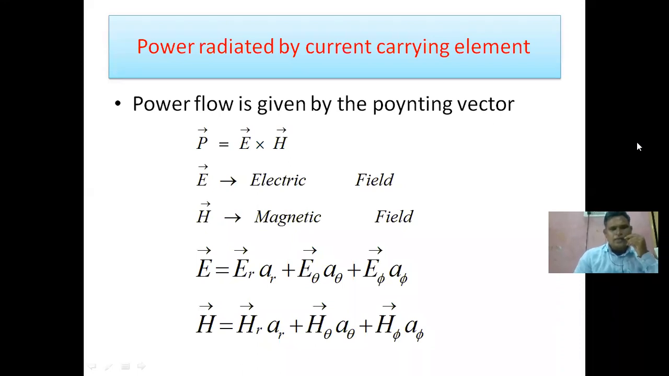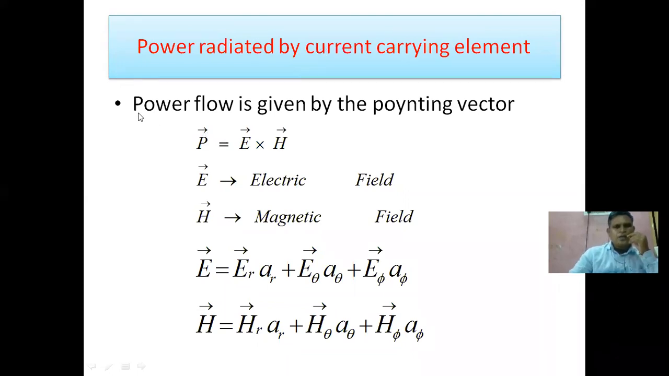And also we derived the electric field intensity based on the magnetic field intensity. We found that for this short dipole antenna, it has an ER component and an E theta component. In the last class we derived up to there. Now we want to calculate the power flow, or the power radiated by the current carrying element, or simply here you can substitute the short dipole antenna.